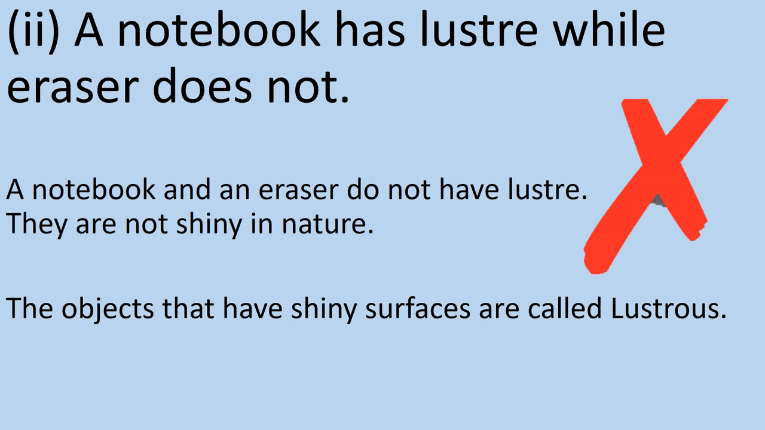Number 2. A notebook has lustre while an eraser does not. Actually, a notebook and an eraser do not have lustre. They are not shiny in nature. Students, the objects that have shiny surfaces are called lustrous. However, the objects given to us in the question are not lustrous. They do not have shine, making the statement a false statement.